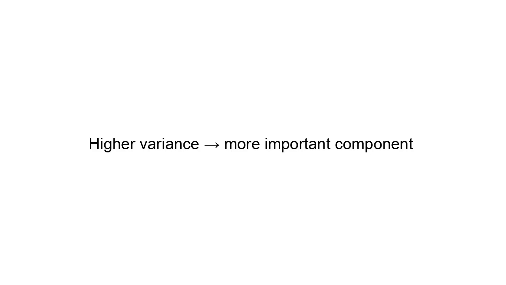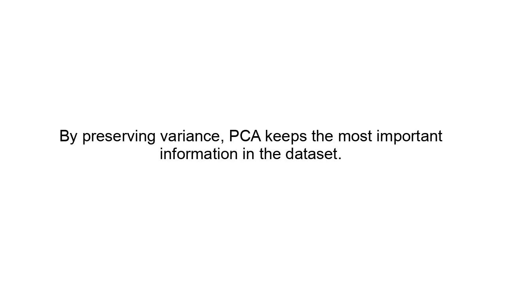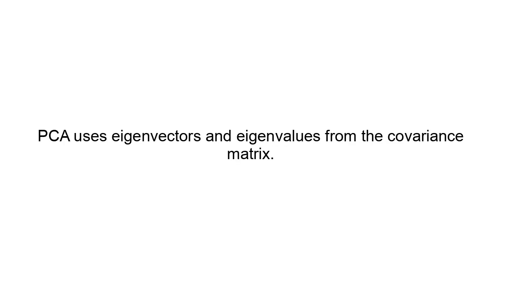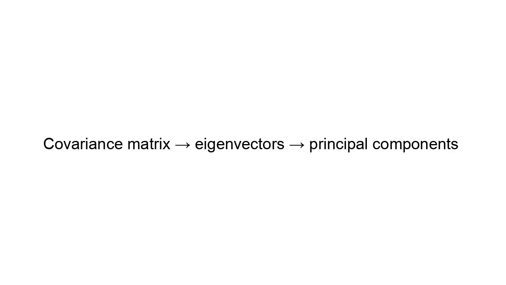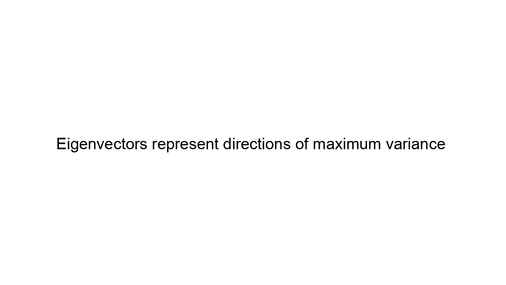Eigenvalues and eigenvectors. PCA uses eigenvectors and eigenvalues from the covariance matrix. Example concept. Covariance matrix means eigenvectors means principal components. Eigenvectors represent directions of maximum variance. Eigenvalues represent the amount of variance captured. Principal components are selected based on largest eigenvalues.